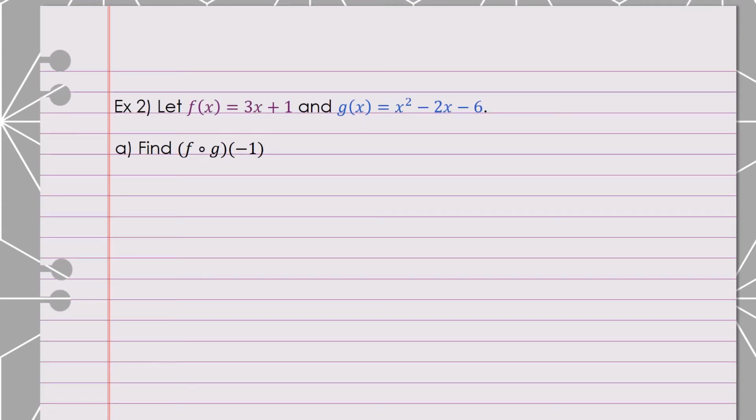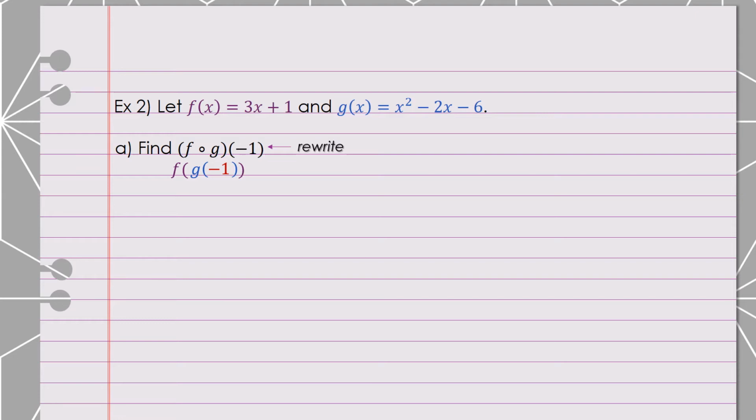Example 2, let f of x equal 3x plus 1 and g of x equal x squared minus 2x minus 6. For part A, it wants us to find f composed of g of the value negative 1. Now notice we see that circle, that composition, so we have to take the time to rewrite this. Reading from left to right, the first function we see is the f function, and then inside we see the g function, but this time we're given a value, and that value is negative 1. So we rewrite it as such.